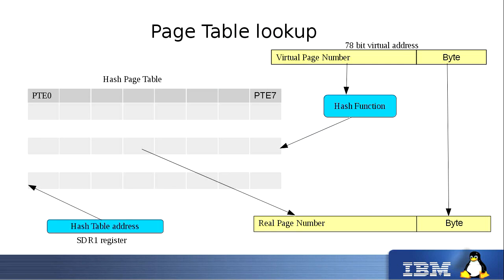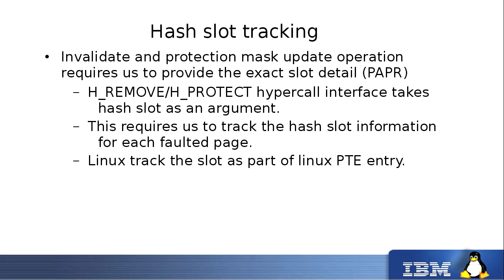They expect you to provide the exact slot which actually contains the mapping of virtual page number to real page number. What that essentially means is that to use those hypercalls, I need to keep track of the slot number. Because from the virtual address, I get the hash value. That's not sufficient. I also need to know the exact slot which contains the mapping of virtual address to real address. This is one of the interesting challenges with respect to the Power8 MMU, because we are forced to track the slot details.